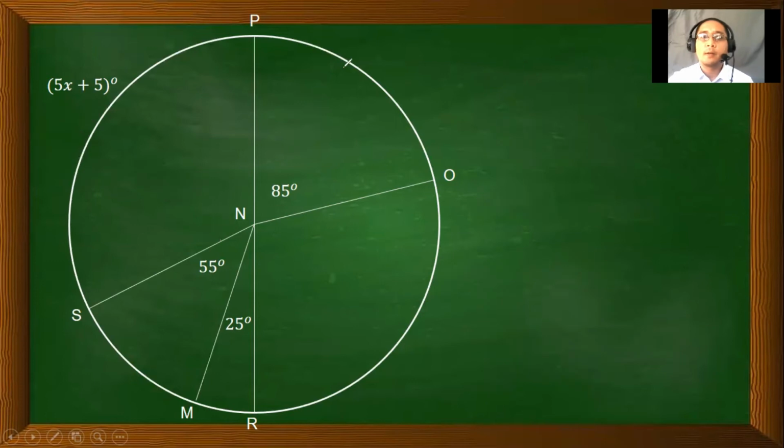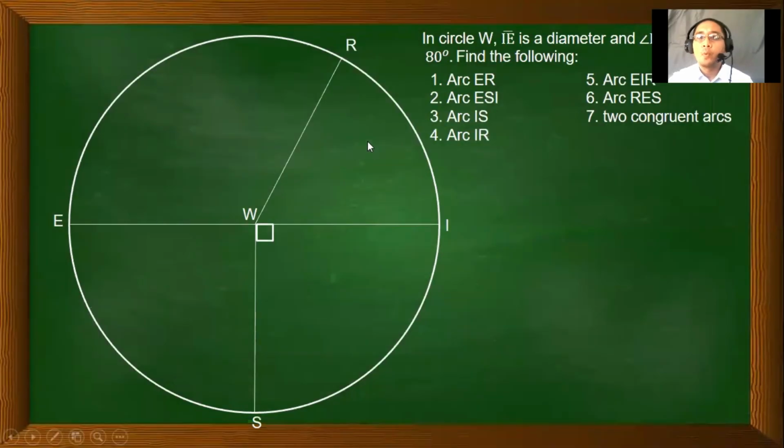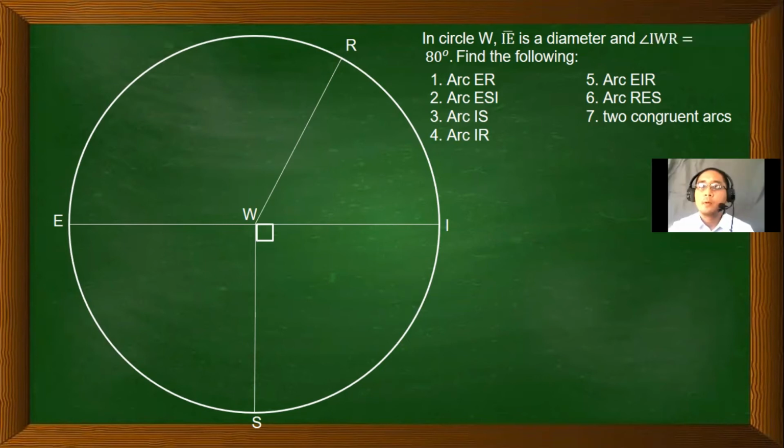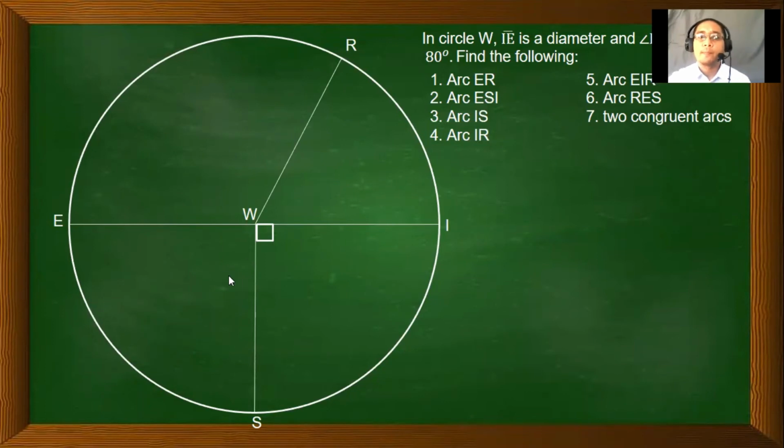Okay, now let's have another example. What if these are the problems? Based on the given problem, we have, in circle W, line segment IE is a diameter and angle IWR is equivalent to 80 degrees. What is the measurement of the following? Now, here is the solution.